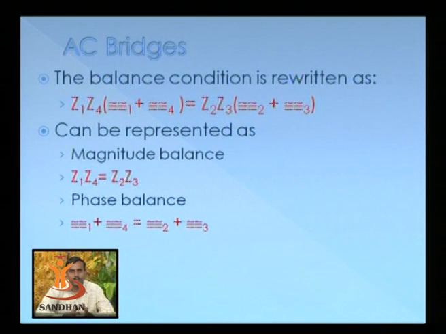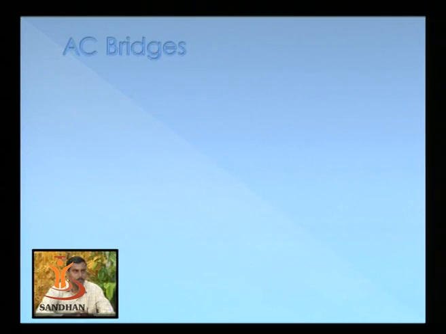So the same bridge expression is also containing two parts. One is magnitude part, that is simply represented as Z1 Z4 is equal to Z2 Z3, that is called magnitude balancing, while the second part is involving phase balancing, that is equalization of the phase due to the AC components involved, whether it is L or C. That is θ1 plus θ4 should be equal to θ2 plus θ3. So as a result, there has to be equal phase across the branches.